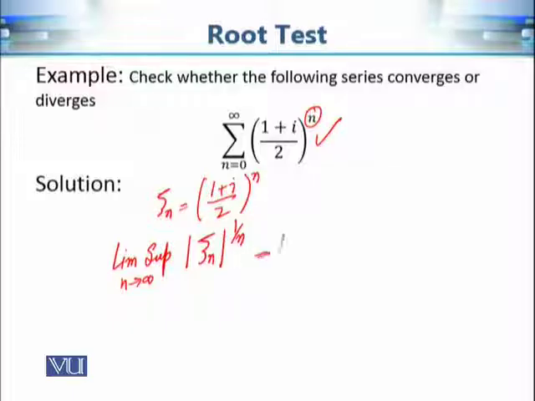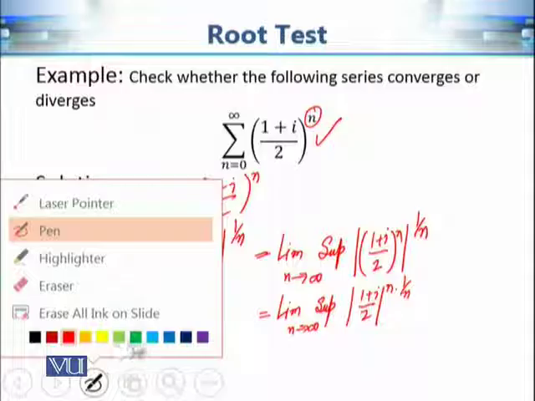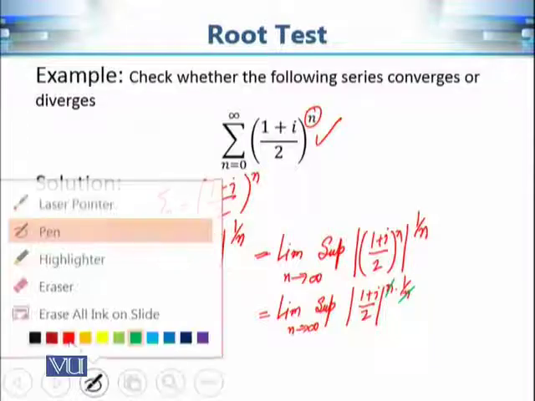Now let's apply the definition in this case. So we want to calculate the modulus of (1 plus iota divided by 2) raised to power n, to the power 1 over n. Of course this is going to be equal to the limit as n approaches infinity of the modulus of (1 plus iota divided by 2) raised to power n multiplied by 1 over n, and this n will cancel out this n, and what do we get?